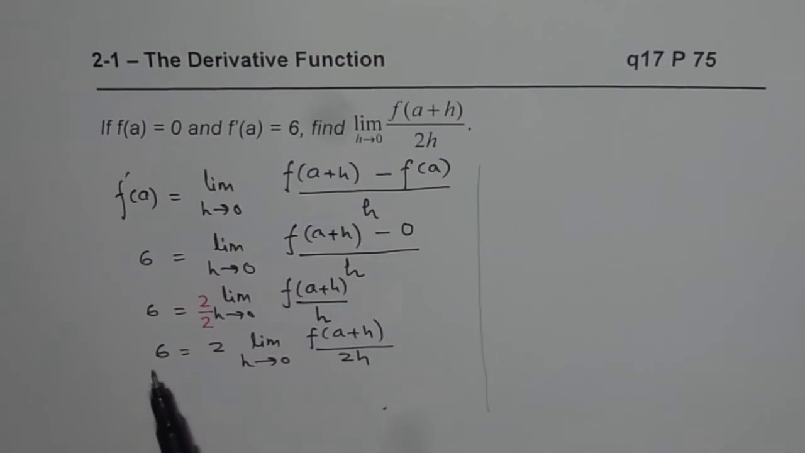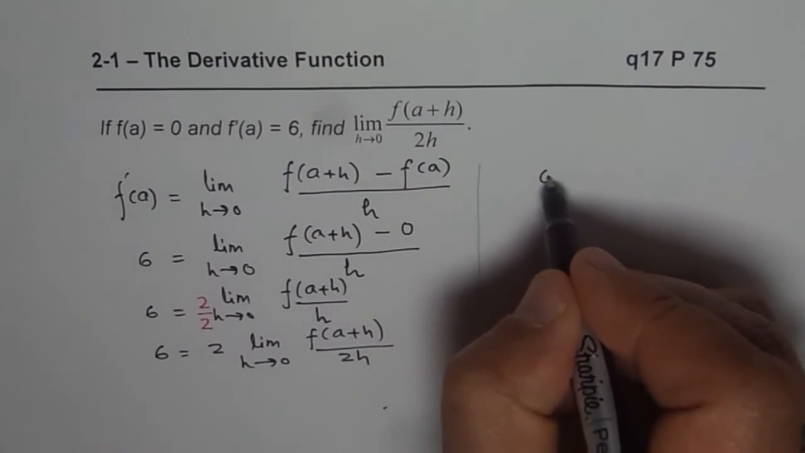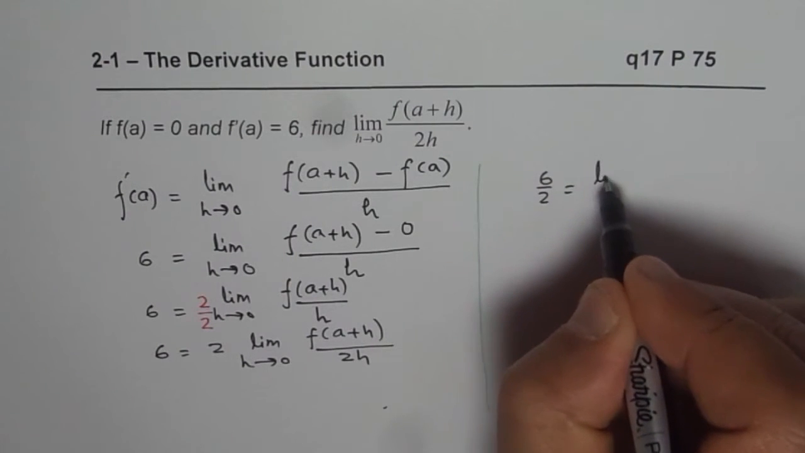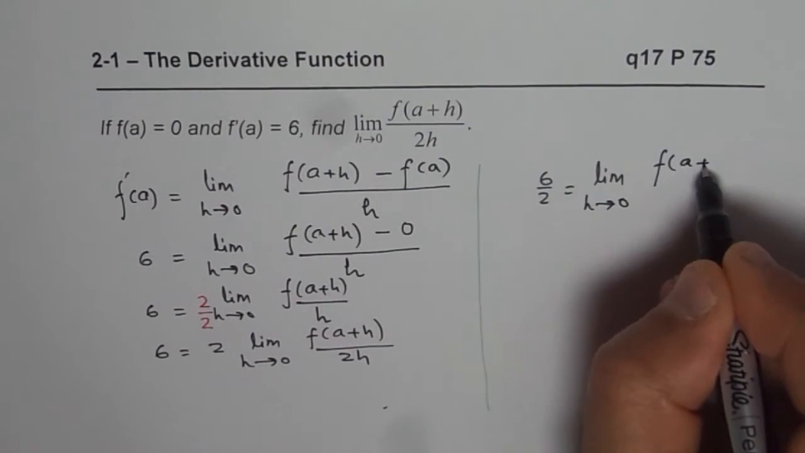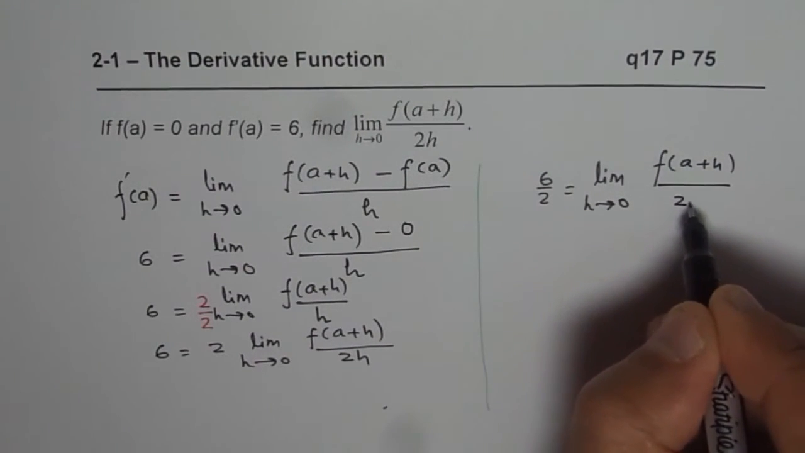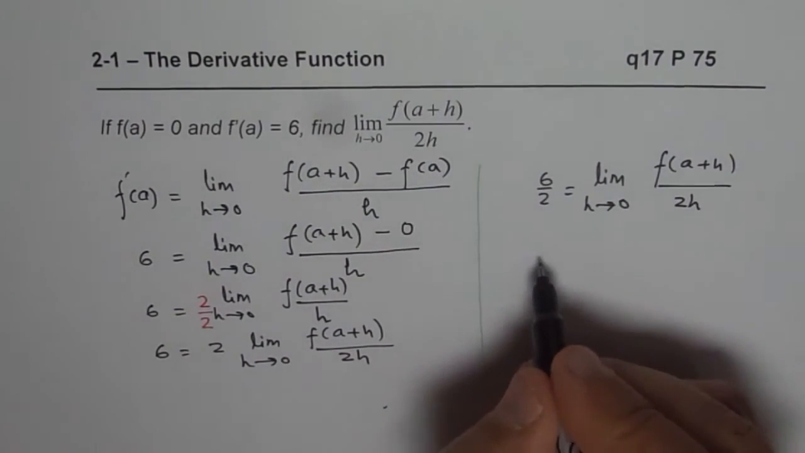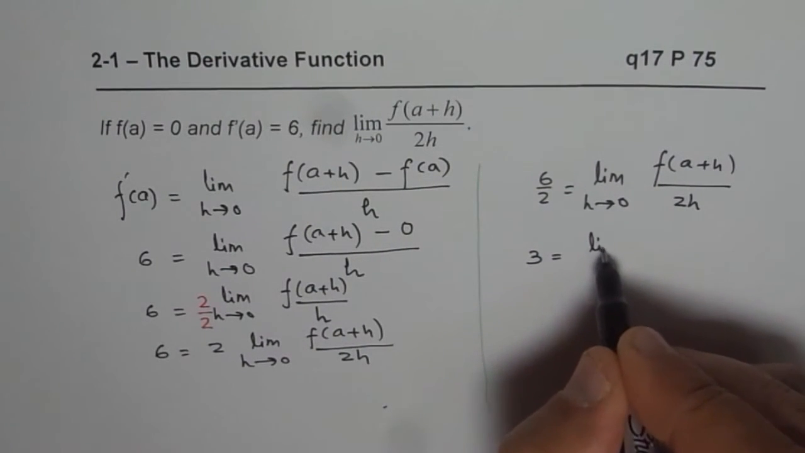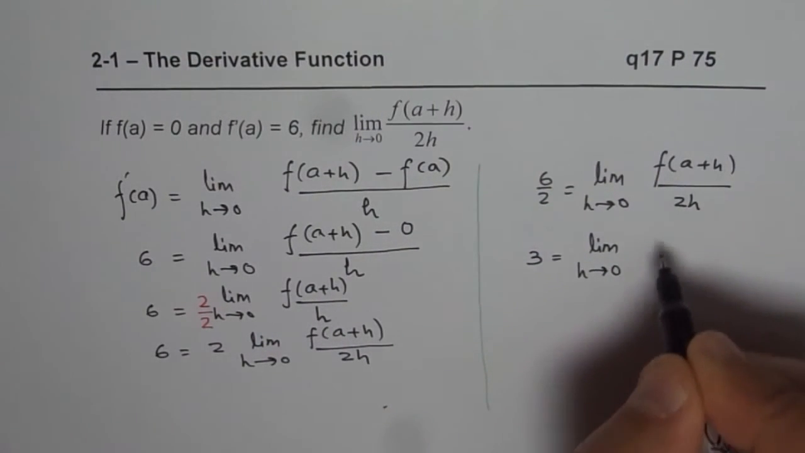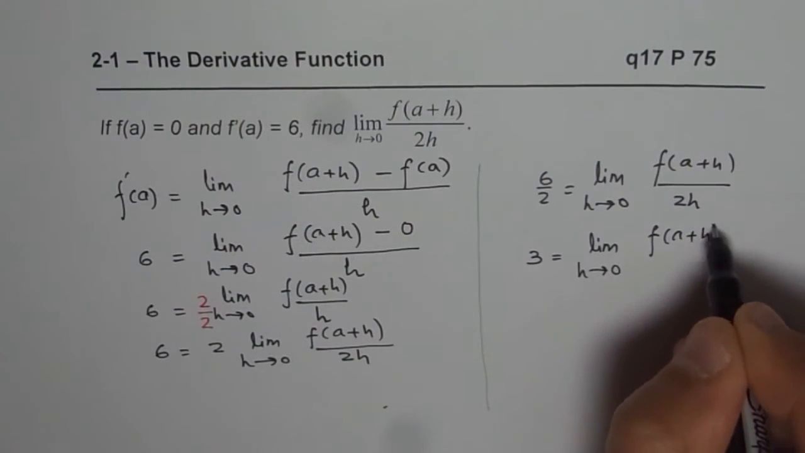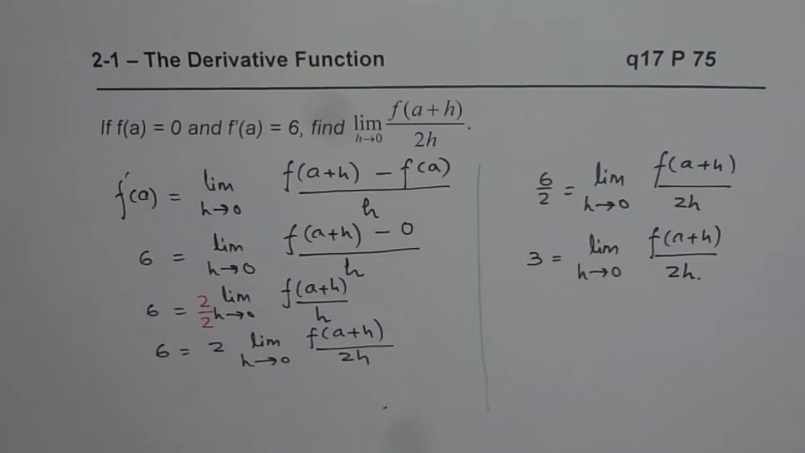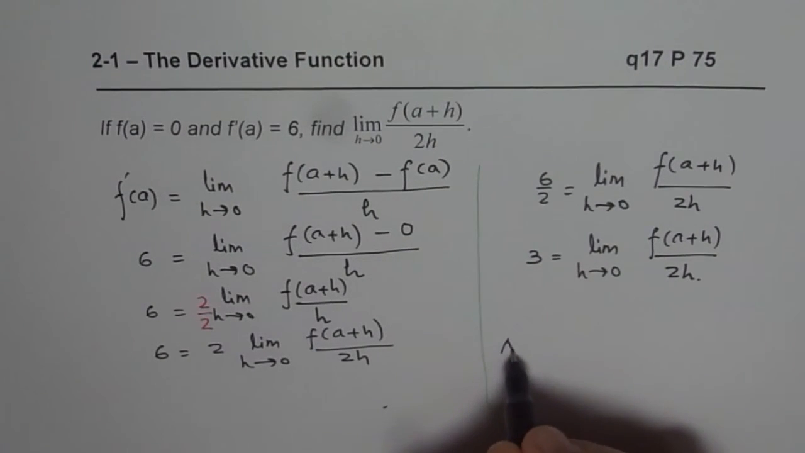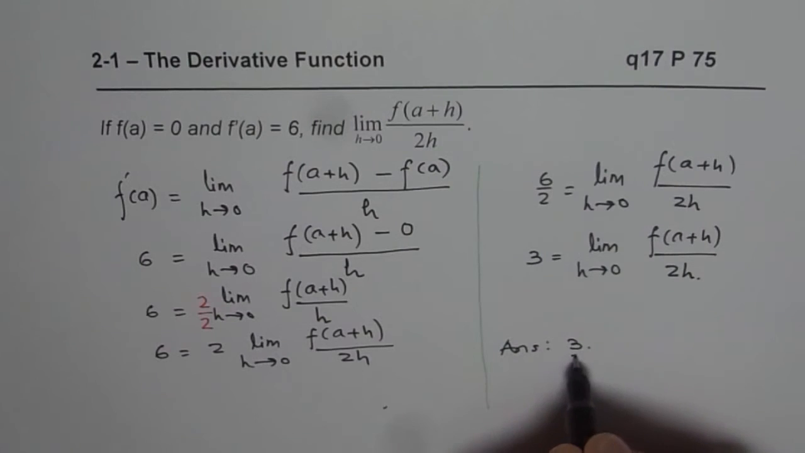So we'll divide both sides by 2 and get the answer. What we get here is 6 divided by 2 equals the limit as h approaches 0 of f(a + h) divided by 2h. You get the point? So that is equal to 3. So 3 equals the limit as h approaches 0 of f(a + h) divided by 2h. I hope now the answer is clear, right? So the answer is that the limit is 3.